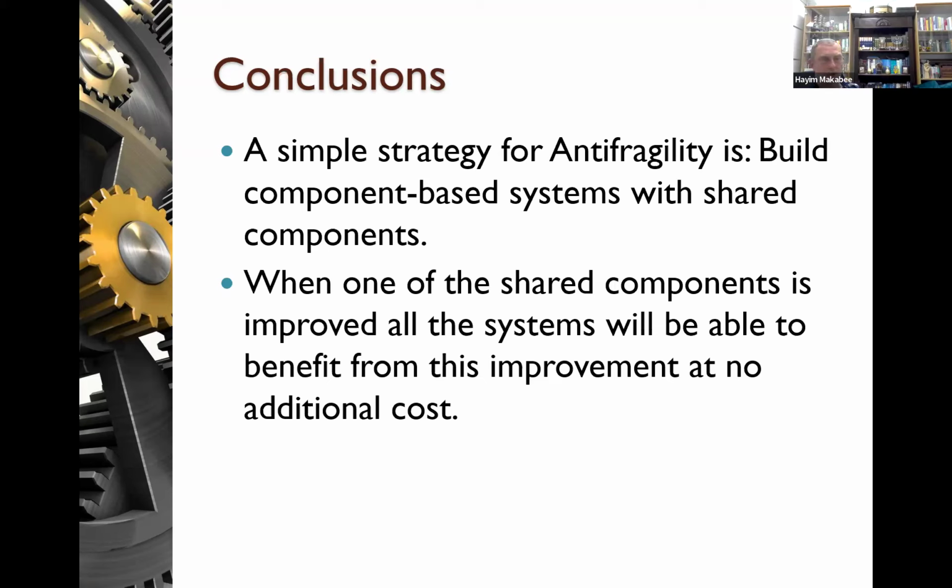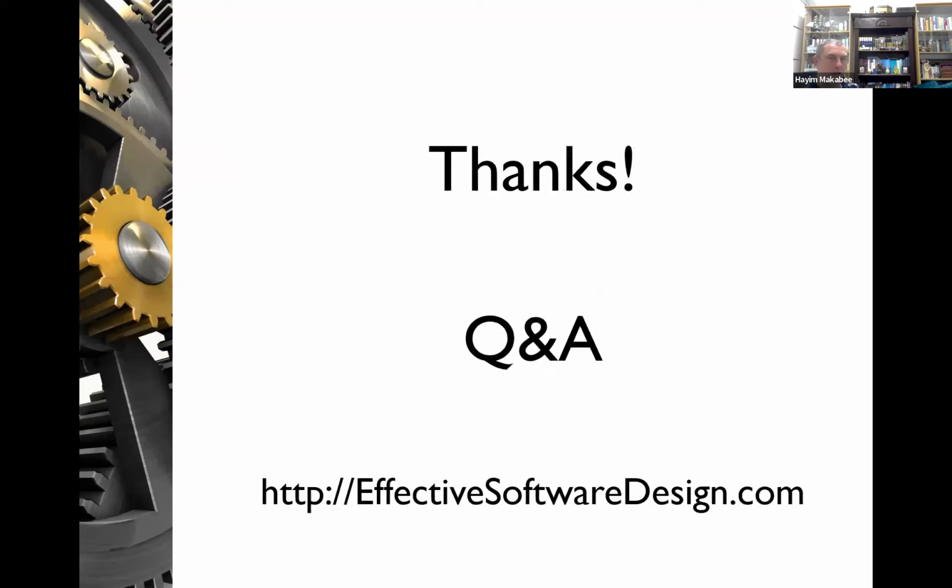Okay, my conclusion today is that one very simple strategy to make systems that are anti-fragile is to build them using components and shared components. And every time we improve one of these components, all the systems will benefit from this improvement. Okay, so that's it, and I will stop sharing. We have a few minutes left. Any comment, question, criticism, joke, anecdote?